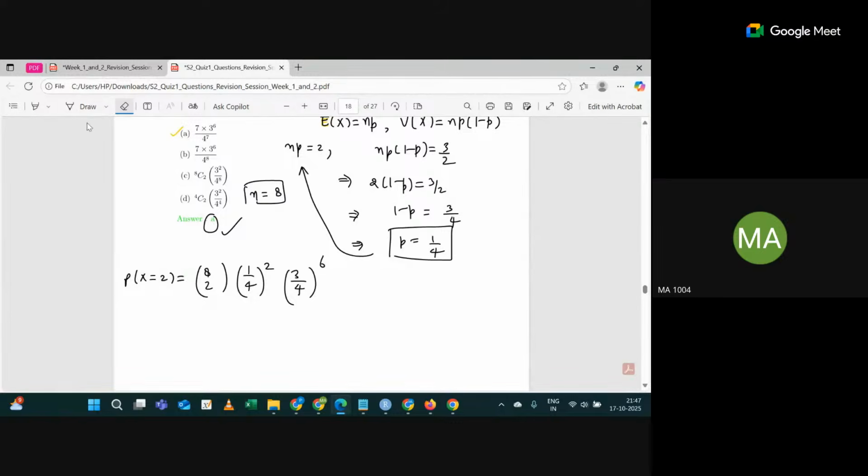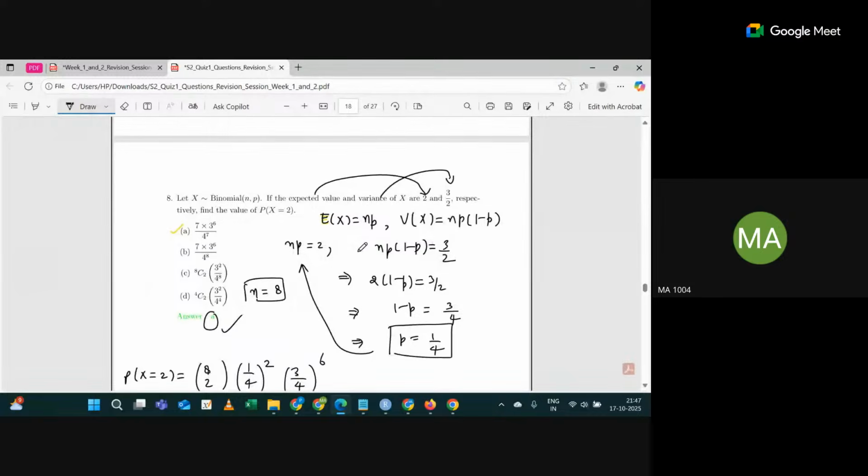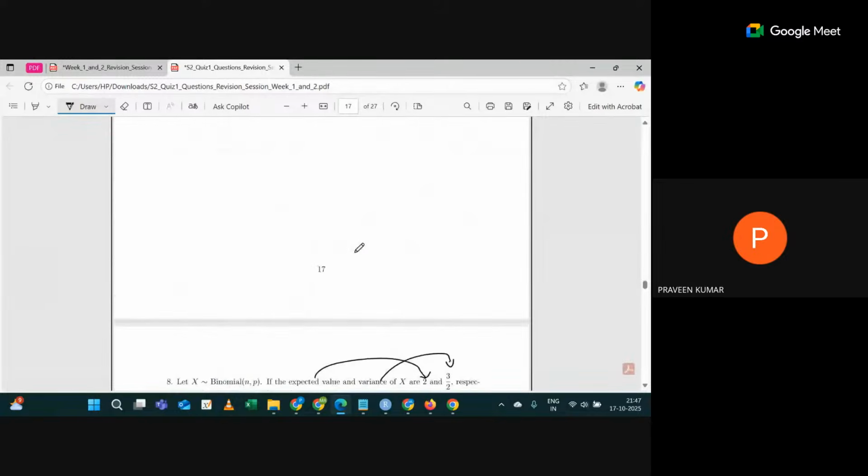I'm skipping it because it's just basic mathematics, okay? You have to convert it into 8 factorial divided by 2 factorial into 6 factorial. Should I solve it? Because I want to discuss some other questions. Is this okay? Can I move on? Yes, sir. That's fine.